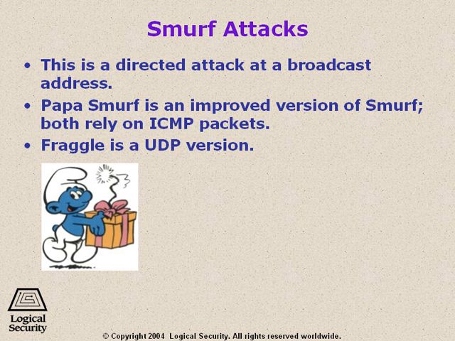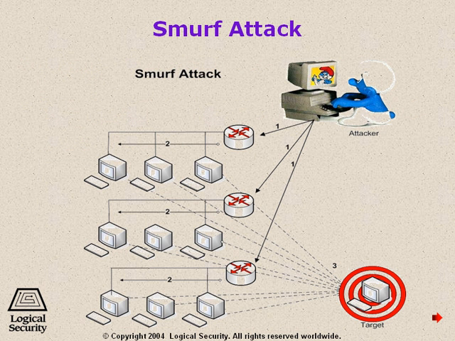Fraggle is a very similar type of attack. It's a UDP-based version. Smurf is ICMP, sort of a ping-related version, but Fraggle uses UDP. Well, let's take a look at it.